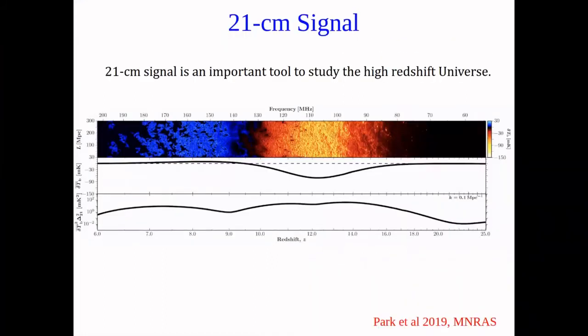The 21 centimeter signal is an important tool to study the high redshift universe. The upper panel shows the evolution of the 21 centimeter signal as a function of redshift or cosmic time. And you can see there are some large scale structures which can be probed using the 21 centimeter signal detection. The lower panel shows the power spectrum at different length scales. So using this 21 centimeter signal at different epochs, we can probe the evolution history of the universe as a function of cosmic time.